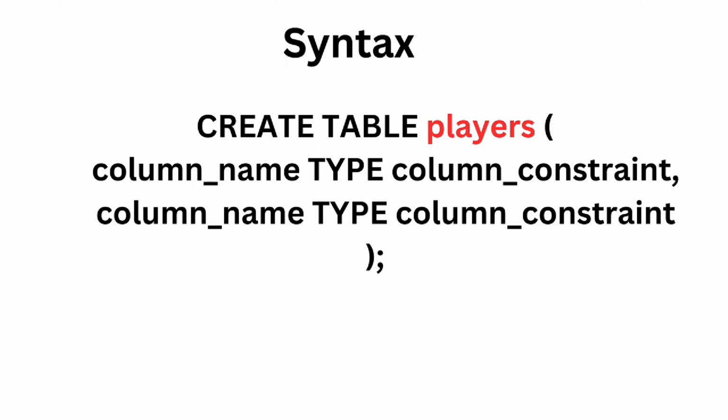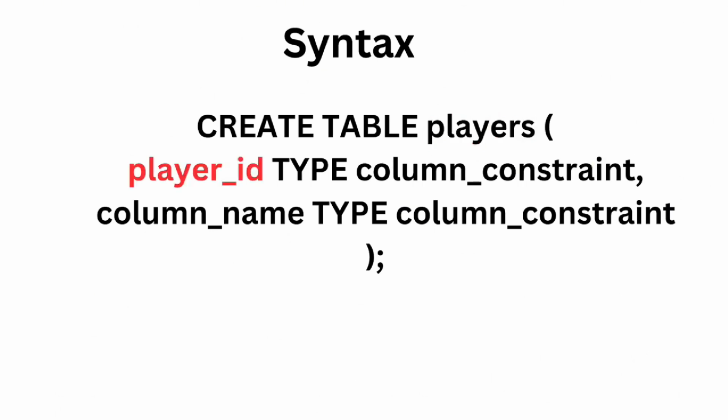Then we have to decide what columns are going to be in our players table. Typically, what you're going to do first is choose a column to be a primary key. Typically, each table should have a primary key. Obviously, this may change depending on your circumstances, but let's go ahead and go with that. So we're going to have a player ID as the column name.